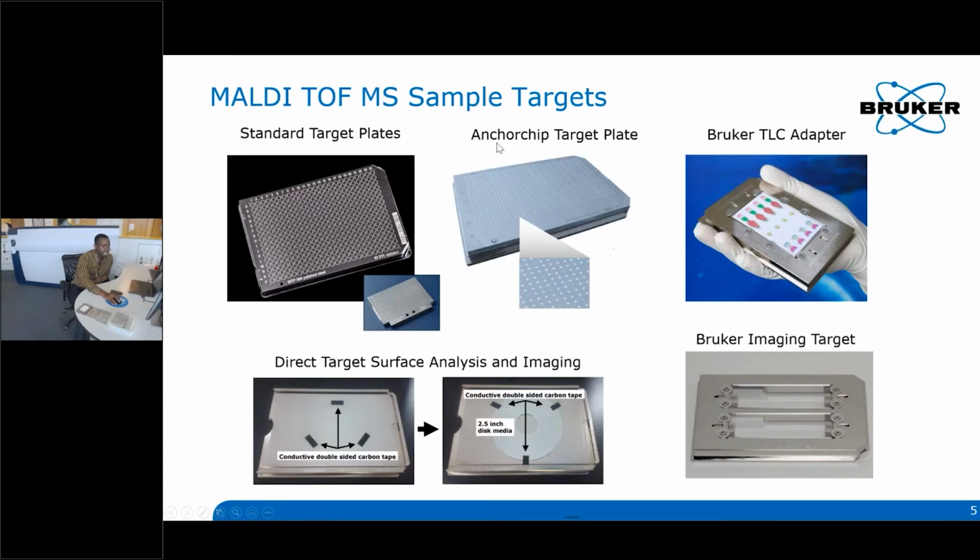Next up is the anchor chip target plate, which can hold up to 1,000 samples at a time. And this is good if you want high sensitivity because it has the ability of concentrating your sample in a very small surface area to increase basically the signal that you get. And also really good for high throughput experiments. So if you're running a lot of samples at a time, this would be your sample target to actually go to.